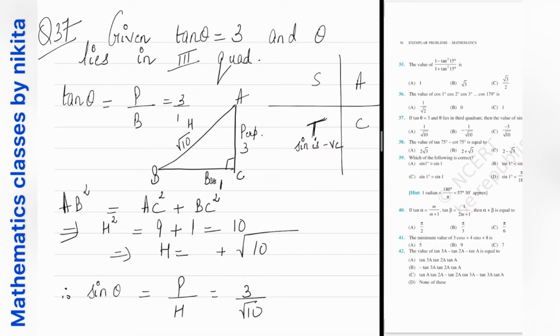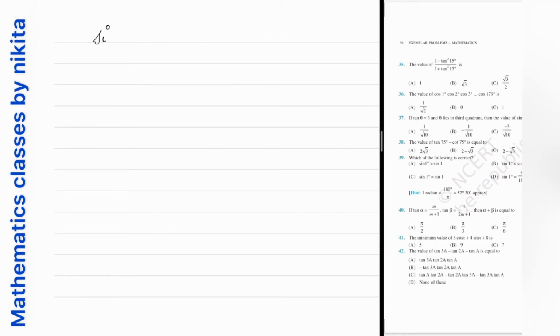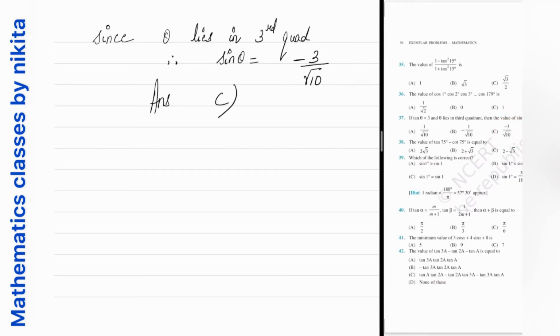So since theta lies in the third quadrant, therefore sin theta is equal to minus 3 over root 10. So therefore the correct option you can see is C part. So the correct answer is C part.